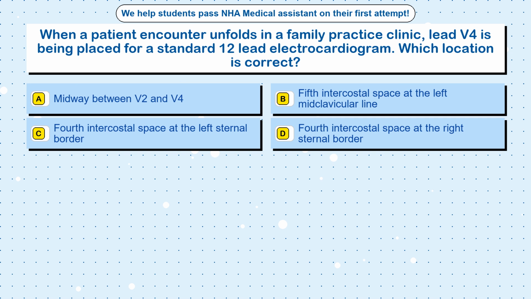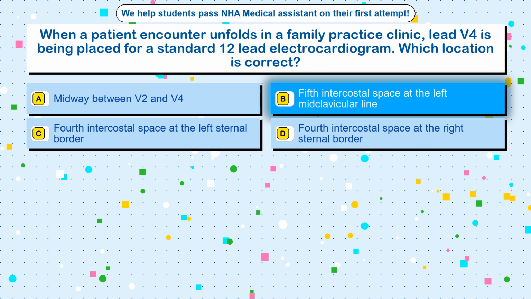Question 55. When a patient encounter unfolds in a family practice clinic, lead V4 is being placed for a standard 12-lead electrocardiogram. Which location is correct? Option A. Midway between V2 and V4. Option B. Fifth intercostal space at the left midclavicular line. Option C. Fourth intercostal space at the left sternal border. Option D. Fourth intercostal space at the right sternal border. The correct answer is option B. Fifth intercostal space at the left midclavicular line.